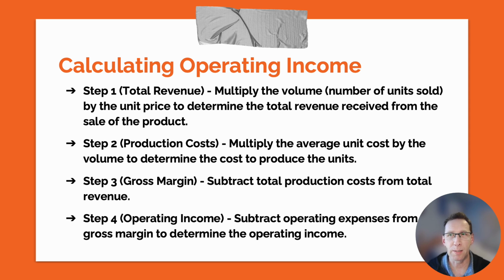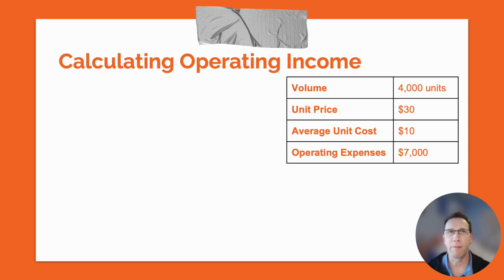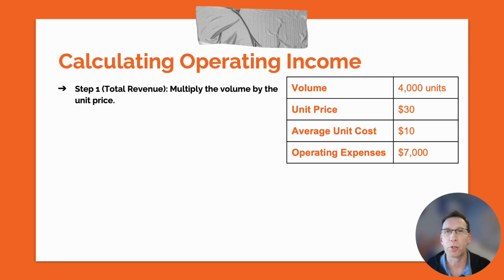Now, operating expenses, we're going to touch back on that just a little bit, but the operating expenses are the expenses that occur due to normal business operations. So let's take a look at an example of calculating operating income. Let's say we have these numbers: we've got our volume at 4,000 units, our unit price at $30, our average unit cost of $10, and our operating expenses at $7,000. So step 1 is your total revenue.